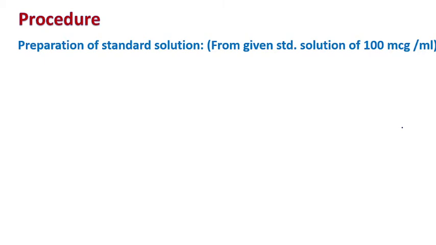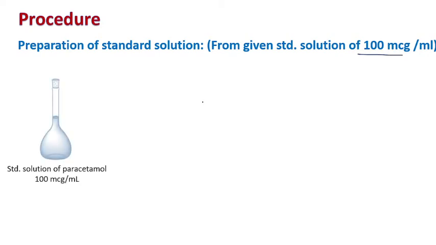So first you need to prepare a standard solution of paracetamol. You have to take a standard paracetamol or reference standard of paracetamol, and you should prepare the dilution of 100 microgram per ml. Okay, now this solution, which is kept in the volumetric flask, is a standard solution of paracetamol having concentration 100 micrograms per ml.